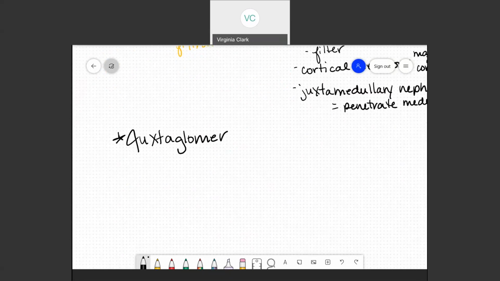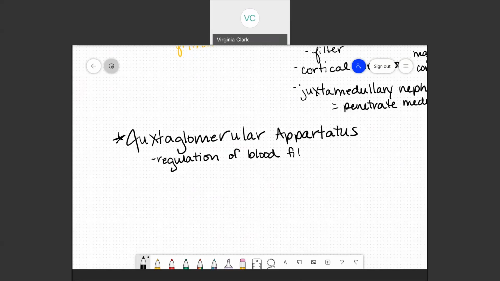Juxtaglomerular apparatus. This is responsible for regulating the blood filtration. So this will actually turn it on and off. There's a process to control the blood filtration. And it's also responsible for controlling the systemic blood pressure.